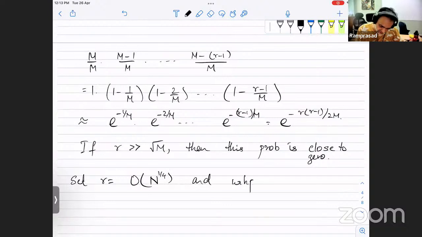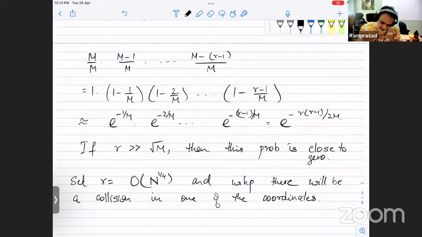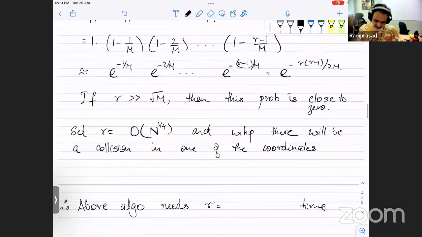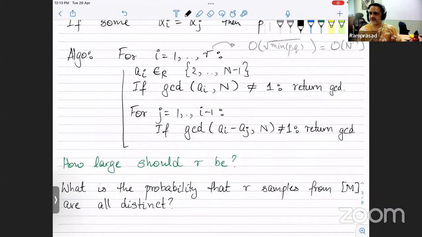and with high probability, there will be a collision in one of the coordinates. Okay, so the above algorithm needs time which is order n to the 1 by 4. Just this algorithm that I had. It's a for loop on the outside that goes for n to the 1 by 4 time, and then the rest of the algorithm is very simple. Okay, so far so good.